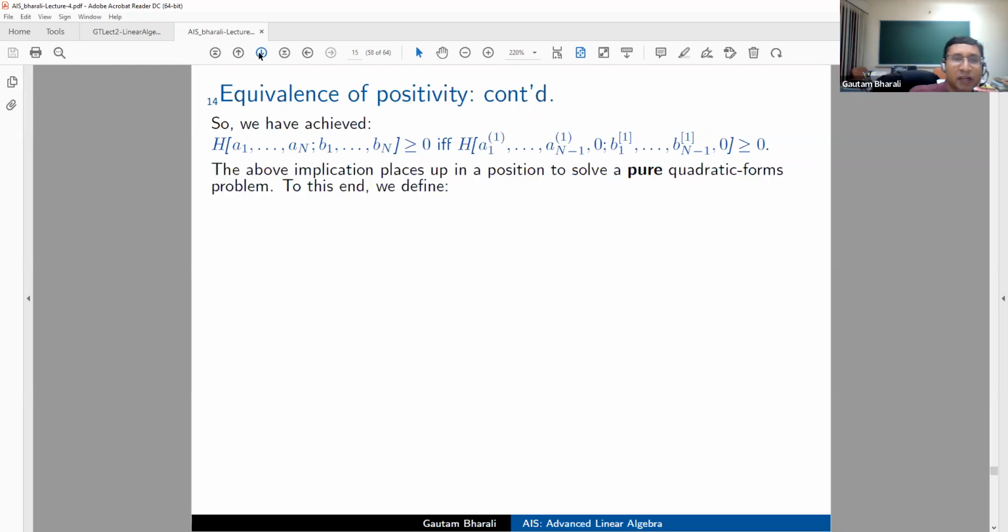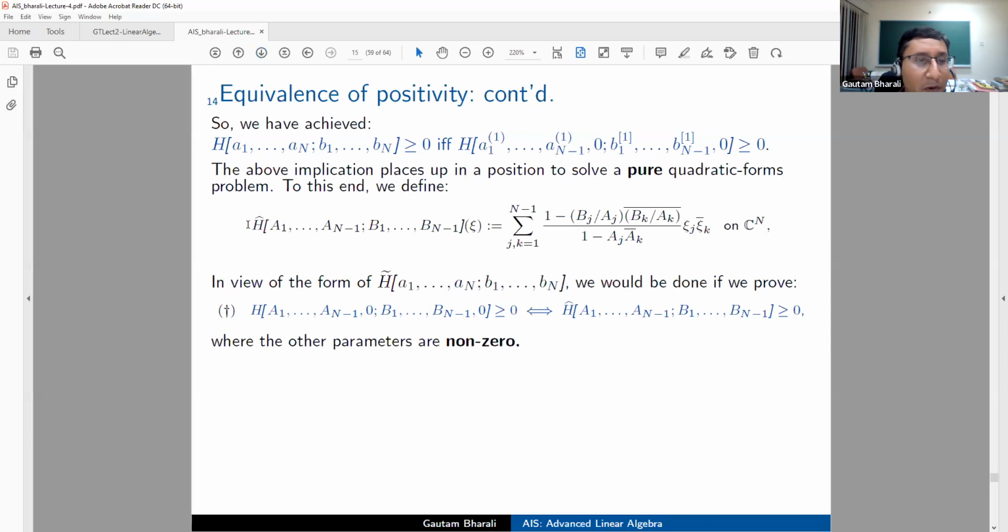this implication actually places us in a position to now attack a purely linear algebraic problem. At this point, I am now going to forget about round brackets, square brackets, and so on. So I'm going to define a new form. This is the form, I'm going to call it H tilde. And just to say that I'm starting afresh, I'm going to have my parameters be given by capital A's and capital B's.